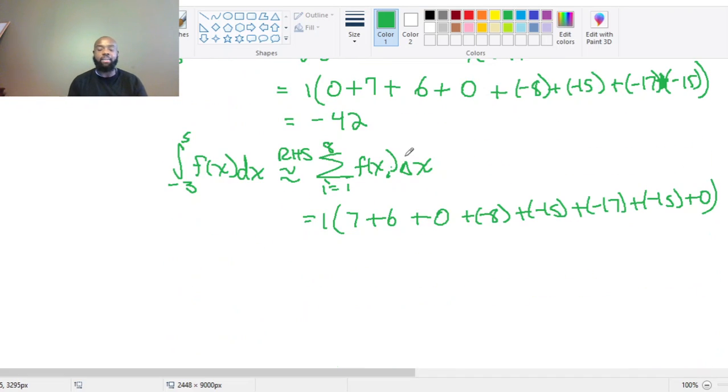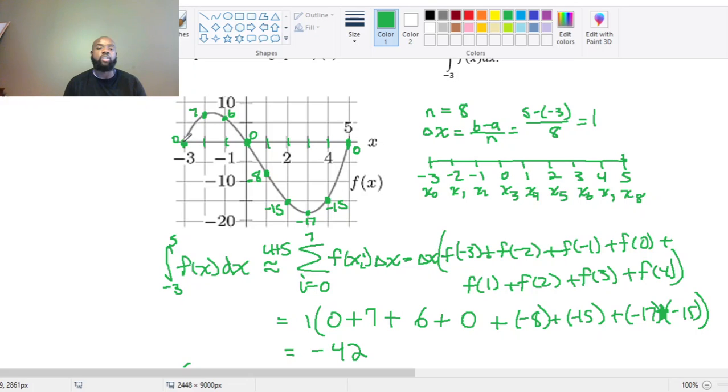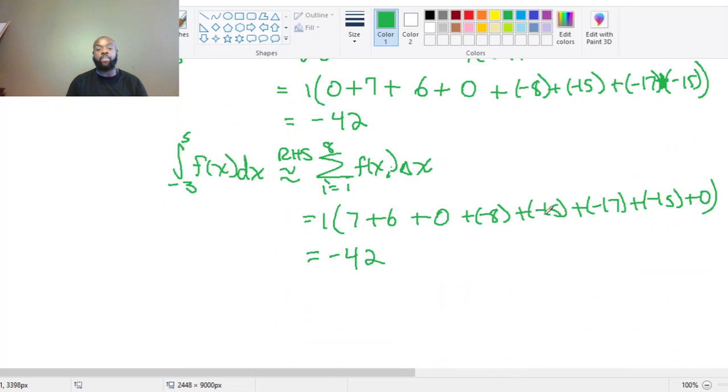And just so that I can check myself again, I'm going to redo this calculation. And again, we get that -42, which is the same value that we got here, because each of our endpoints were 0, or they were the same in value. So my starting endpoint with my left-hand sum was 0. My ending endpoint with my right-hand sum was 0. So we got the same value. And so my estimate of this integral, -3 to 5 f of x dx equals -42.